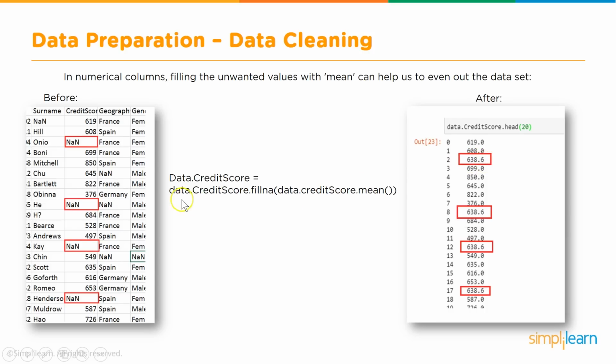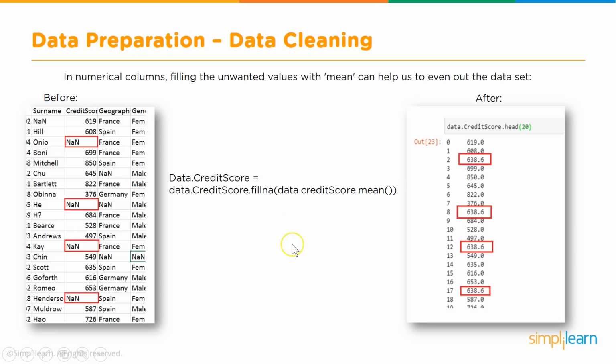So we write a piece of code to replace wherever there are blank values. NaN is basically like null, and we just go ahead and say fill it with the mean value. So this is the piece of code we are writing to fill it. So all the blanks or all the null values get replaced with the mean value.